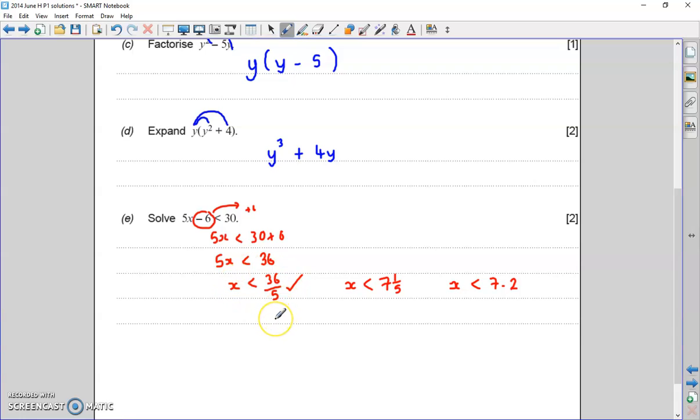If it asked us for the greatest integer that satisfied the inequality, what is the biggest whole number we would be allowed? The answer would be 7, because that's the biggest whole number. Integer is a whole number that's smaller than 7 1/5. But for this question, we're done.